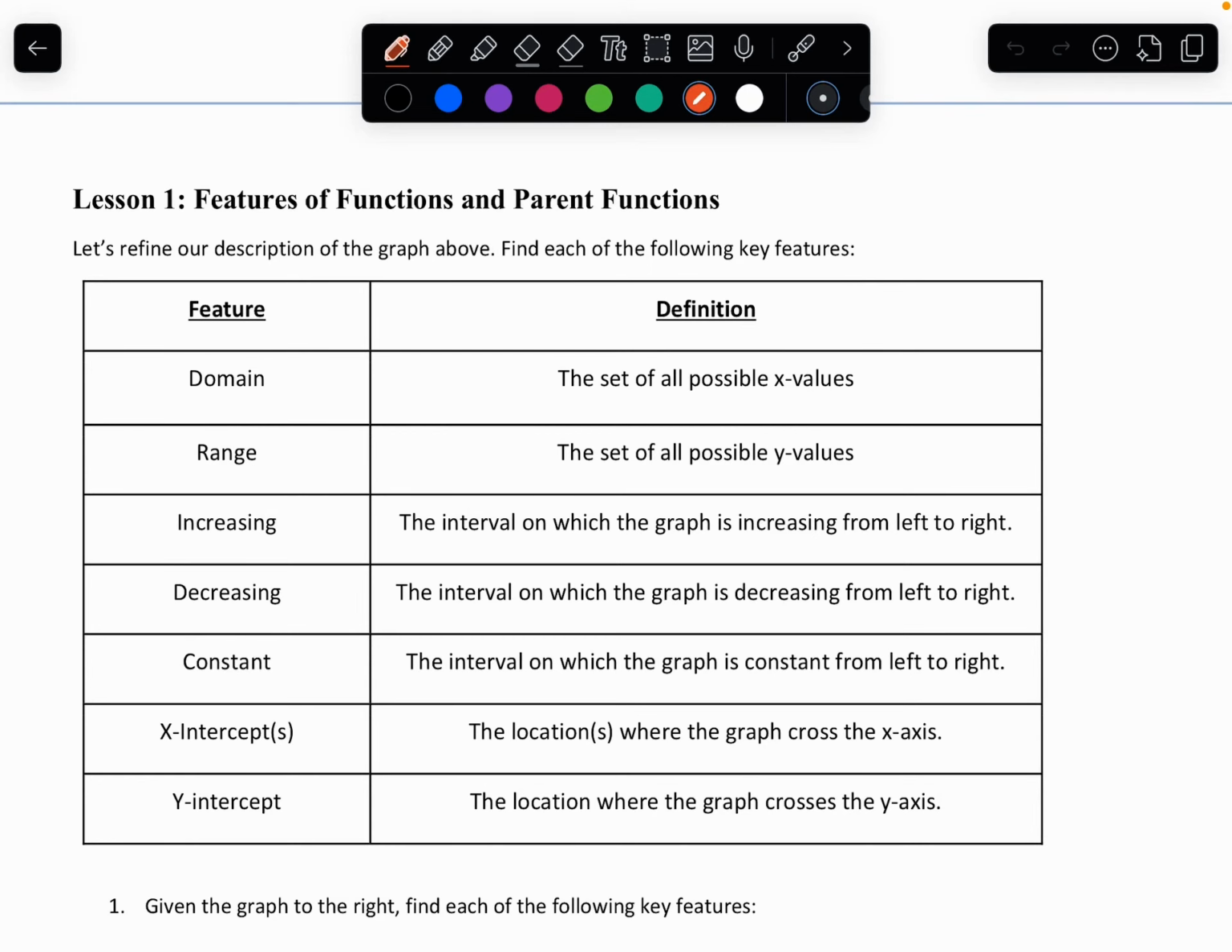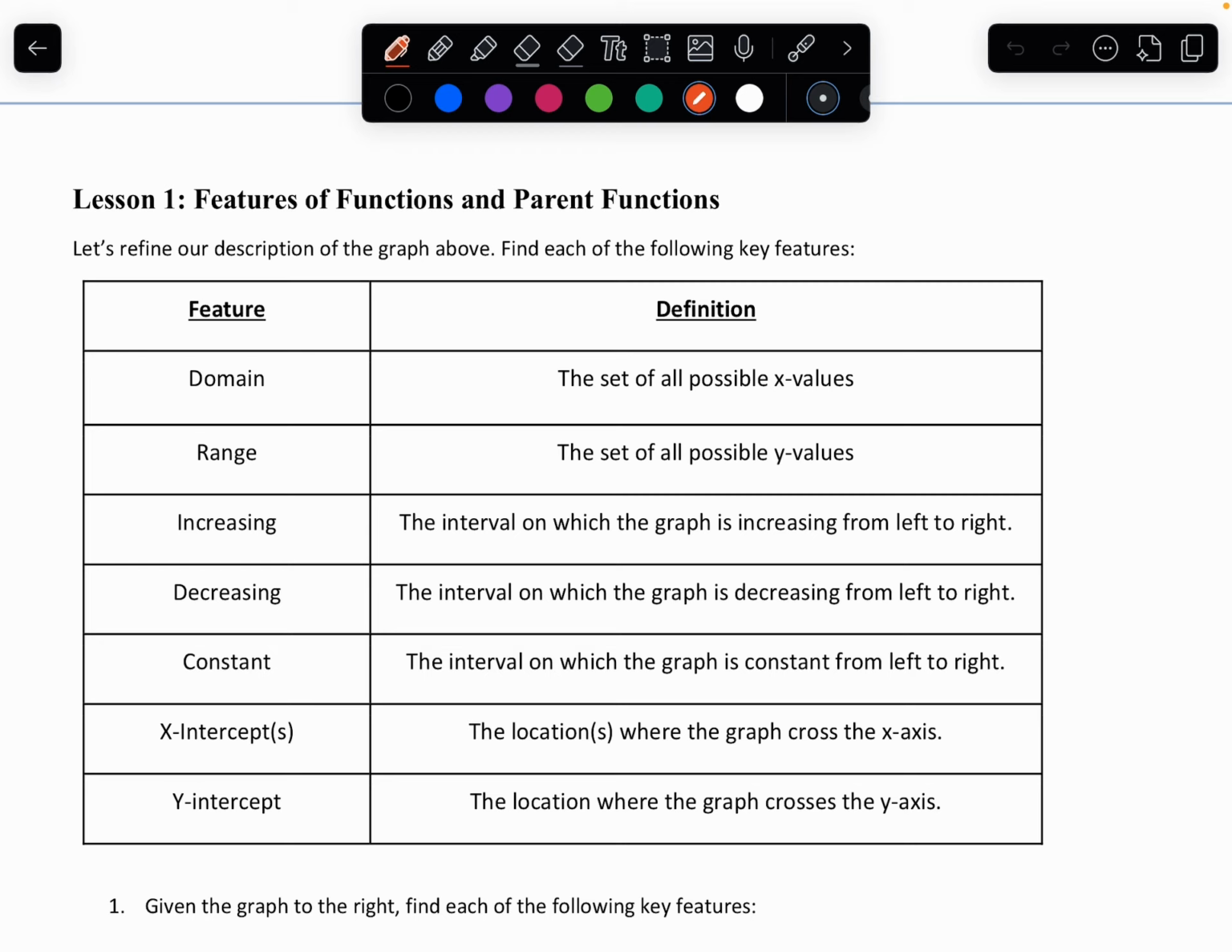Hello and welcome to Lesson 1 of Unit 7, Features of Functions and Parent Functions. In this lesson, our goal is to review what we've seen in previous units, and we're going to be adding in this new vocab word called minimums and maximums. And so let's get started to review some pieces of information.